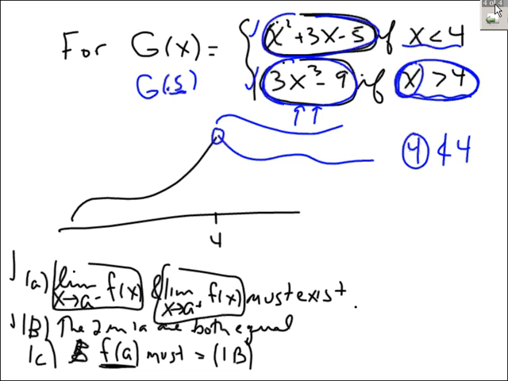Since a half is not bigger than 4, but a half is less than 4, I'll use the top rule. But x equals 4 doesn't satisfy either of the rules. It's not even defined at 4. So f of a isn't even a value. It's not defined. So how can it equal L? How can it equal a common limit?